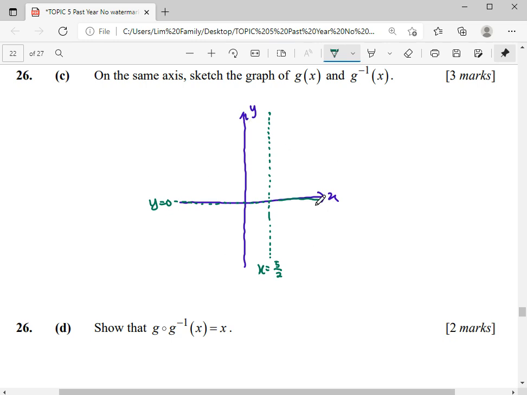So we refer back to our rational function here. It is equal to 1 over 2x minus 5. So it's a positive rational, which means the curve will be located in quadrants 1 and 3. So I'm drawing up my curve.